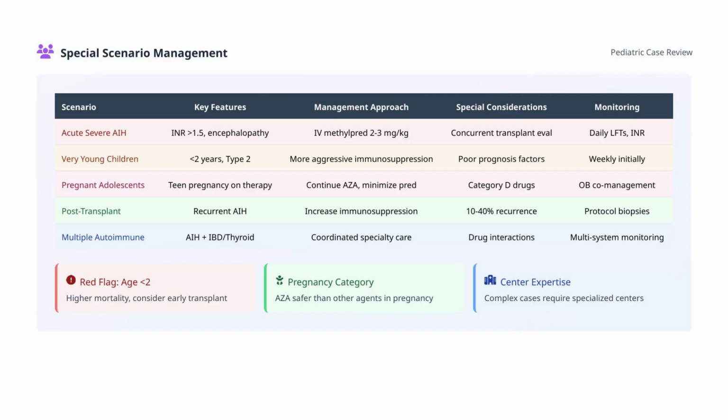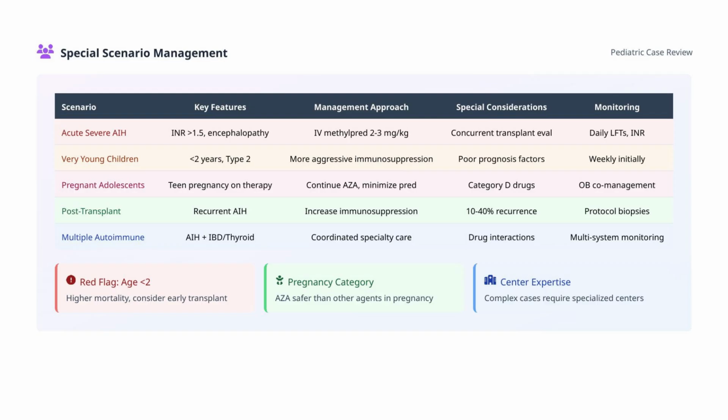This table outlines management approaches for special scenarios in pediatric autoimmune hepatitis. Acute severe disease requires intensive immunosuppression and close monitoring in an experienced center. Very young children with AIH, particularly type 2, may need more aggressive therapy and careful monitoring. Adolescent pregnancy requires medication adjustments, as azathioprine is generally continued while prednisone is minimized.